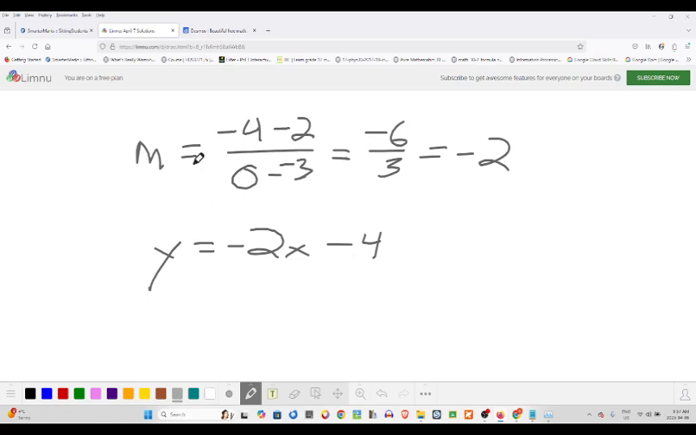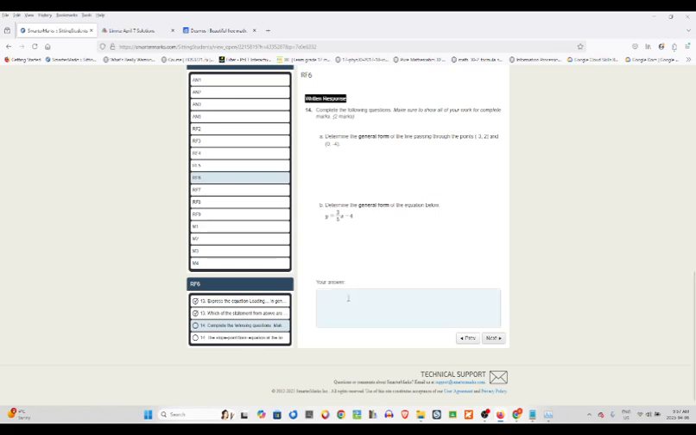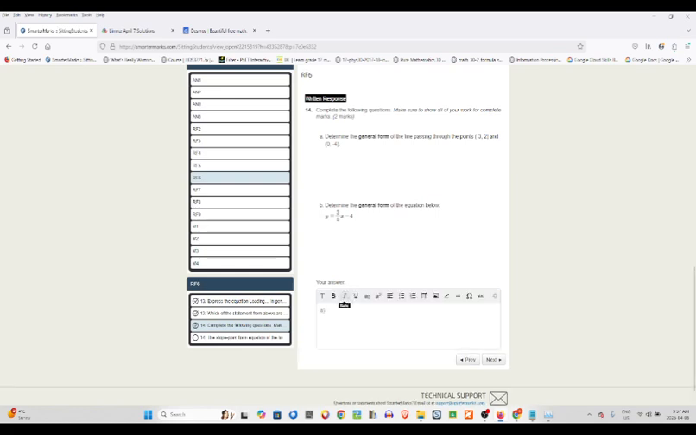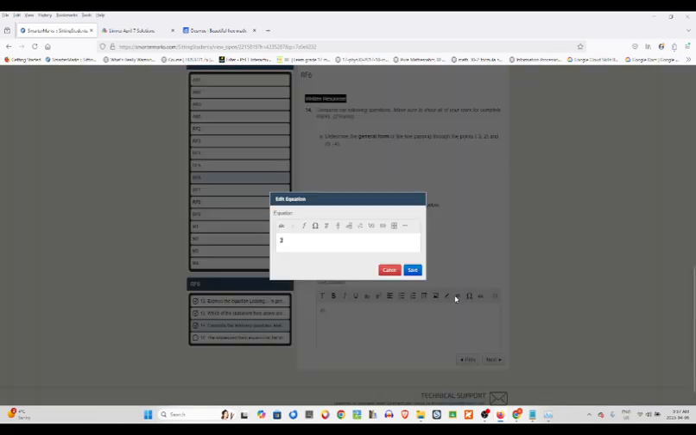That's our slope-intercept form. General form, we bring our 2x across. 2x plus y is -4. So our x comes first with a positive coefficient. There are no fractions. The y is on the same side. Constant can go either side. So a is 2x plus y equals -4.